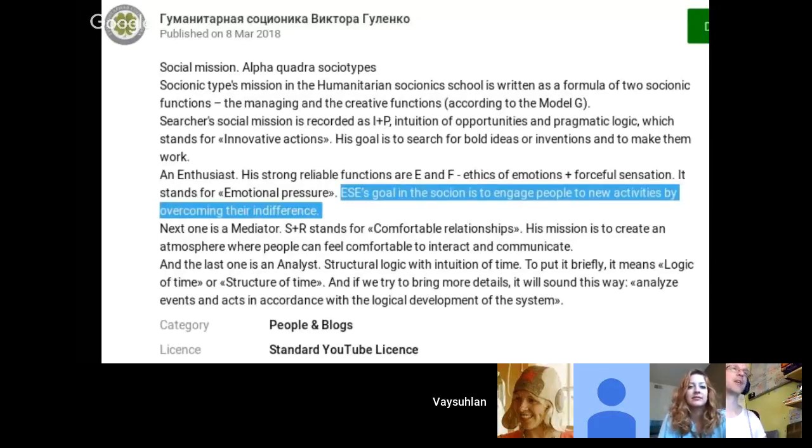Comfortable relationships, I can see that with ISFJ, SIFX. Just a little bit of functional determinism there. Right, and then structural logic with intuition of time. So logic of time, structure of time. Okay. There's not really much. Any comments on that? I've not really got much to say about that. Yeah, it seems to be one of the more lackluster descriptions compared to the enthusiast.